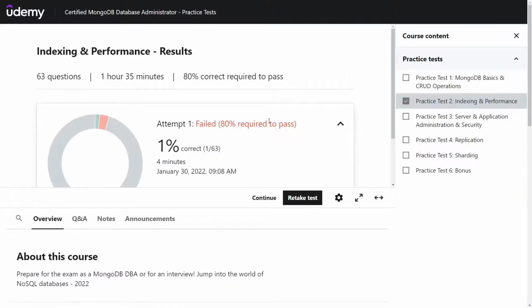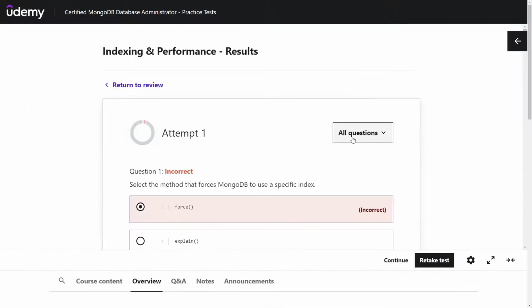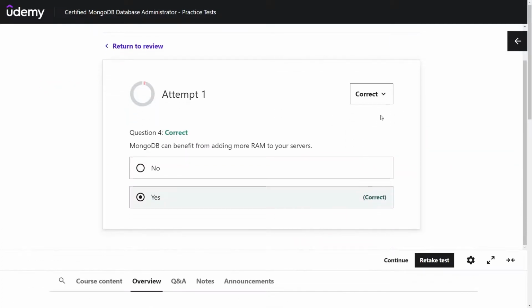I strongly encourage you to repeat these exams until you consistently achieve a score of 90% or higher on each exam. Don't hesitate and take the challenge today.